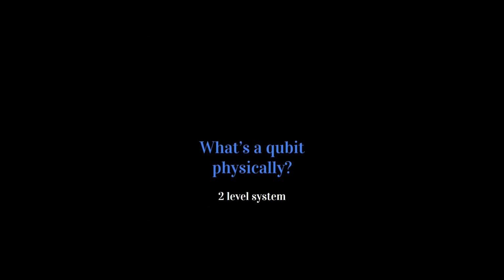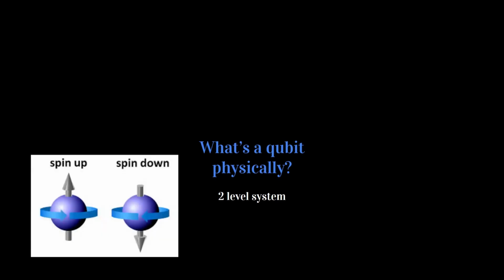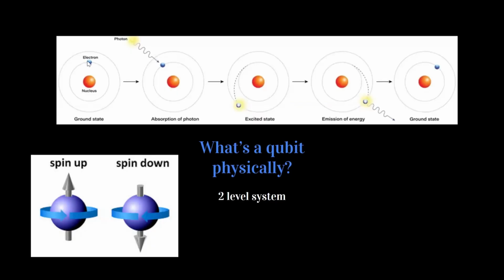Definitely, it's a two-level system because to communicate with classical computing, it needs to be 0 or 1. It can't be 0, 1, and 2. So we need a two-level system. That could be your electron spin up or spin down. That could be an electron moving from ground state, getting a photon or energy, moving to an excited state. So it moved from ground state 0 to excited state 1. Or lose energy or a photon and move from excited state 1 to ground state 0. This also gives us a two-level system.